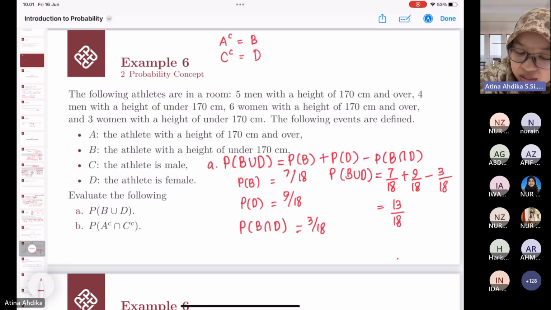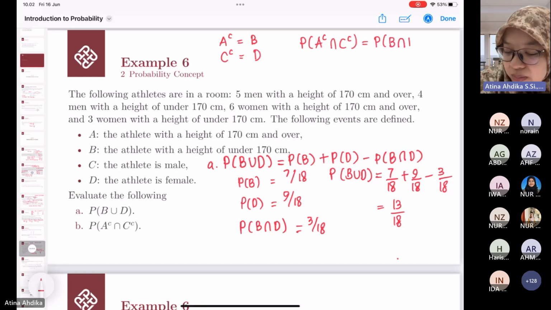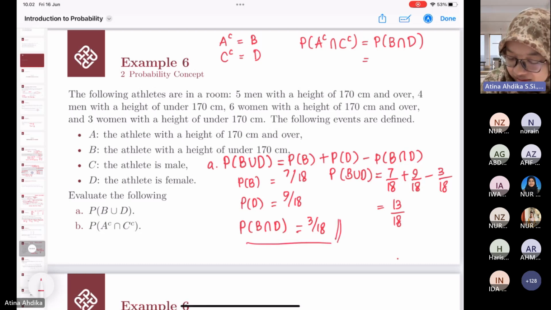So the probability of the intersection between the complement of A and the complement of C is equal to the probability of the intersection between B and D. So what is the answer here? The intersection between B and D, like this one, right? So we have 3/18 here.